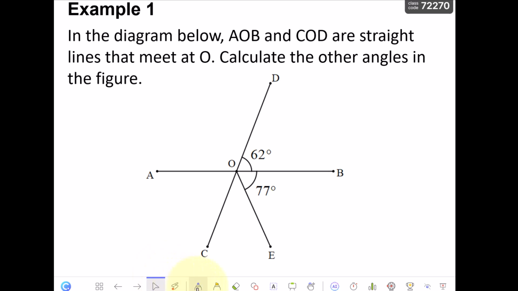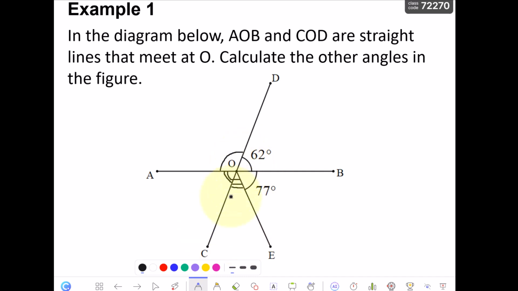Let me put my pen. So we have 3 angles. This is 1. We have another one here, 2. Let me make a double line here. Then we have another one here. Let me make this one a triple line, 3. So these are the other angles they want us to find. 1, 2, 3. So let's start.